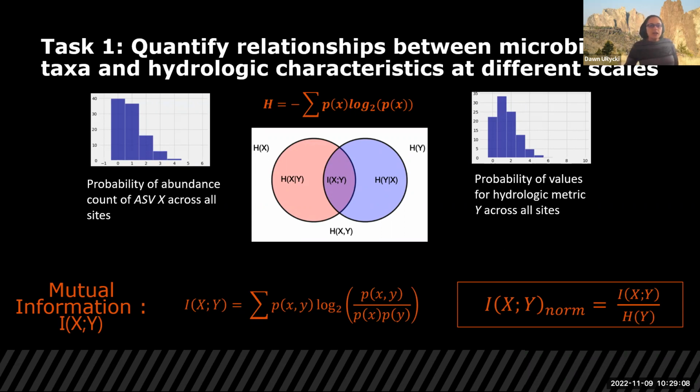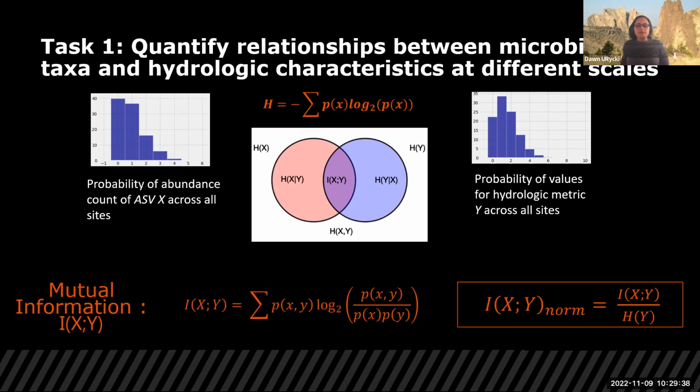So what we looked at, of course, is the mutual information, which is the area where these two areas of entropy overlap. You're familiar with this, but I'll just go over it. The mutual information is the reduction in uncertainty in one random variable that comes from observing another. So in our analysis, we wanted to determine the reduction in uncertainty of a flow metric that comes from observing the abundance of some microbial taxa.